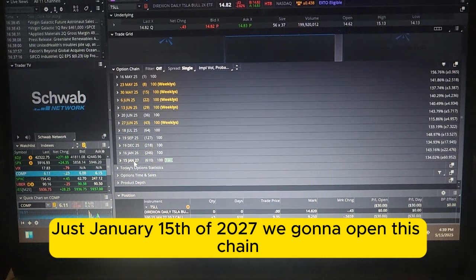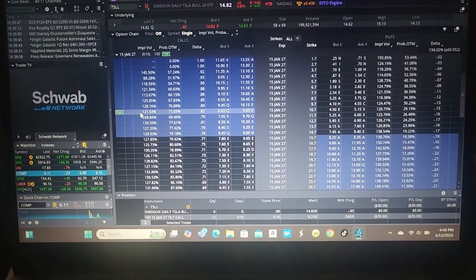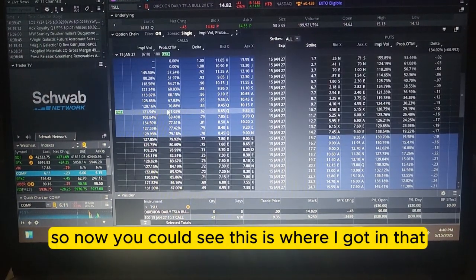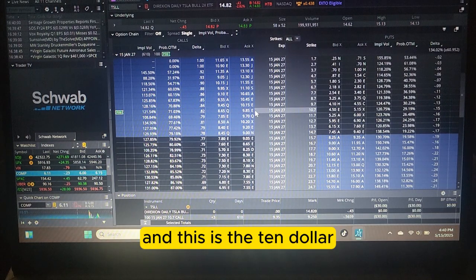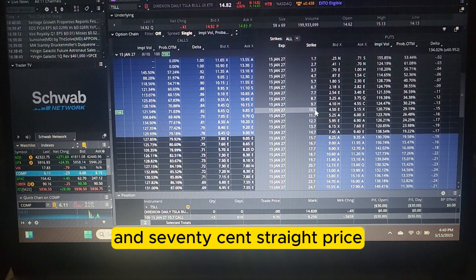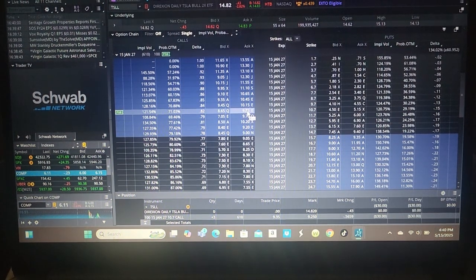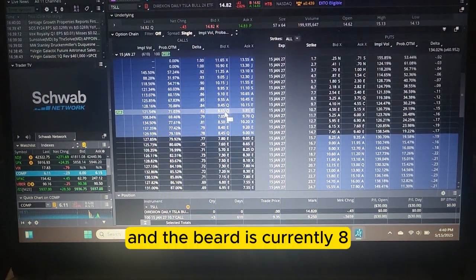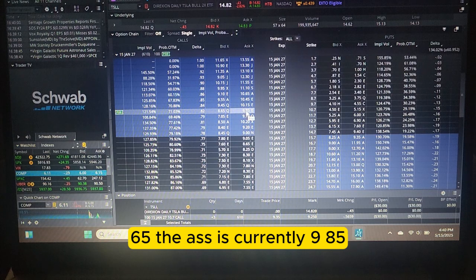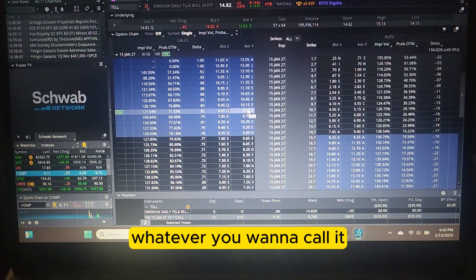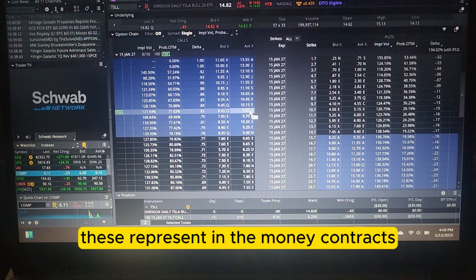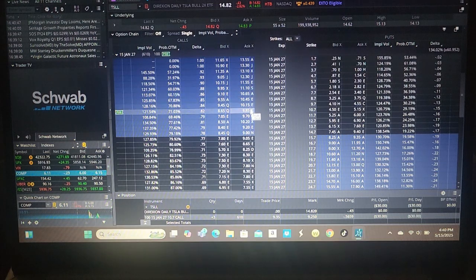We're going to open this chain. So now you can see this is where I got in at. That's why that green box is there. And this is the $10.70 strike price. And the bid is currently $8.65. The ask is currently $9.85. Now this shaded area or highlighted area, whatever you want to call it, these represent in the money contracts, all of these up here.